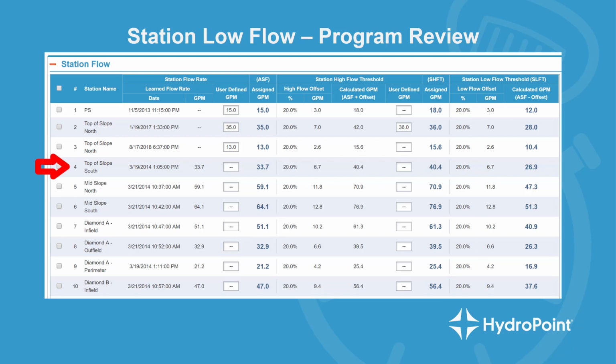If we look at Station 4, for example, we have an assigned station flow of 33.7 gallons per minute. Then we subtract the low flow offset, or 6.7 gallons, to create the station low flow threshold of 26.9 gallons per minute. Then if Station 4 is running and the WeatherTrack measures less than 26.9 gallons per minute, the station low flow alert will be raised.